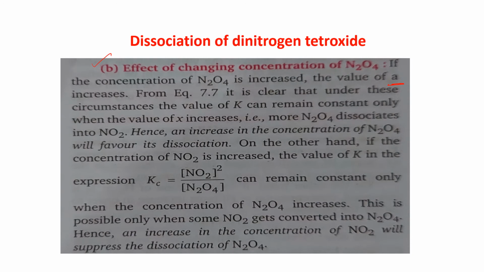So what was my equation? This is the equation. Kc is equal to NO2 to the power 2 divided by N2O4. So under these circumstances, the value of K can remain constant only when the value of X increases. Clear? That is, more N2O4 dissociates into NO2. More concentration, more will be dissociation.